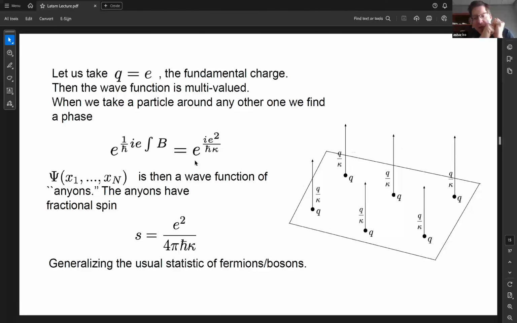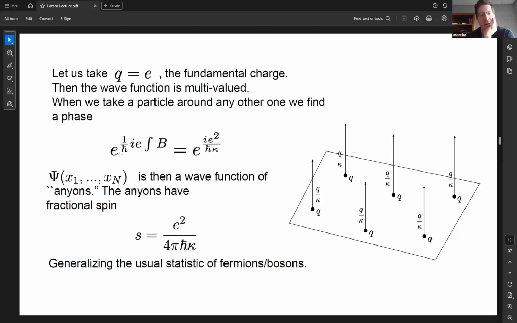So we get a deviation from what you learned in school, which is that wave functions have to be either symmetric or anti-symmetric. You learned in school that wave functions have to be symmetric for bosons and anti-symmetric for fermions. That is correct, but it's just a small piece of the story.